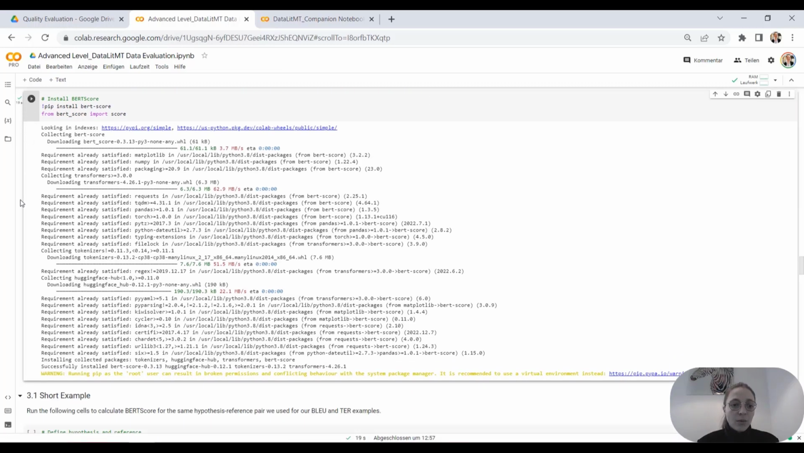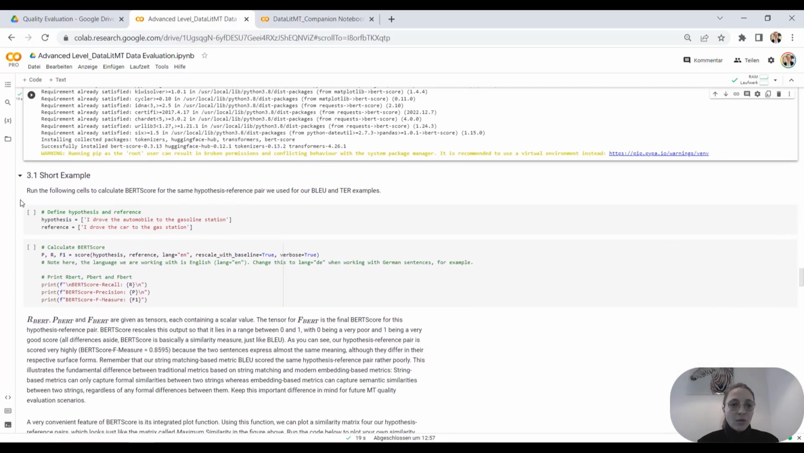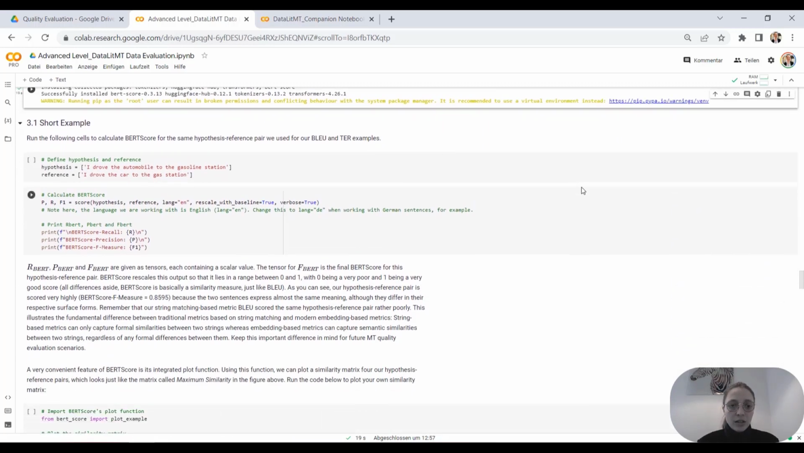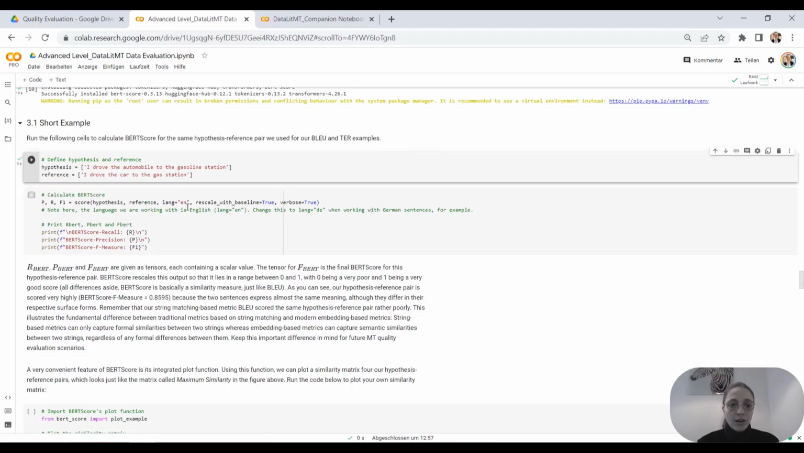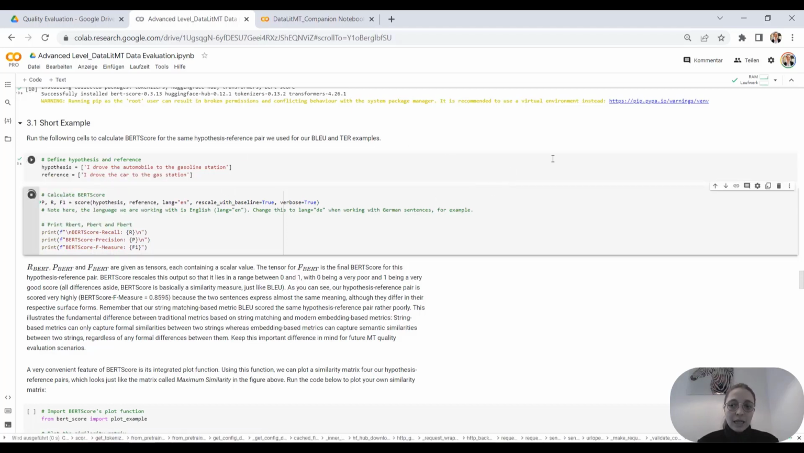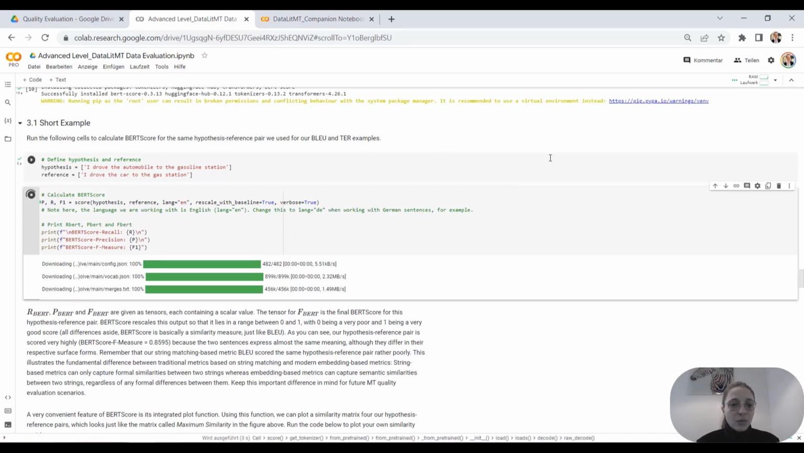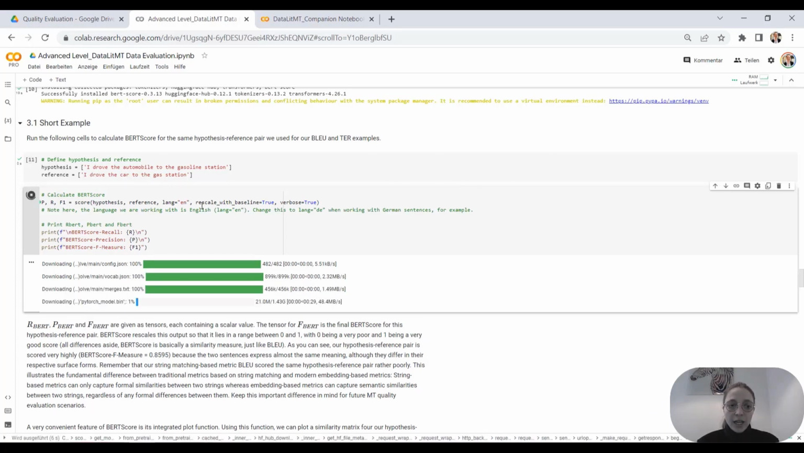And then we can go down here and once again look at our example. We're using the same example as above to calculate our BERTScore. We can define our sentences here, and then we can run the cell to calculate our BERTScore, which takes a little longer than above. We can see here that the sentences we're working with are in English, which is why we are referring our language to be English. So we're using the English language code. If you are using sentences that are German or Spanish or any other language, you would have to change this language code here. For German, you would refer to DE, or for Spanish, ES.